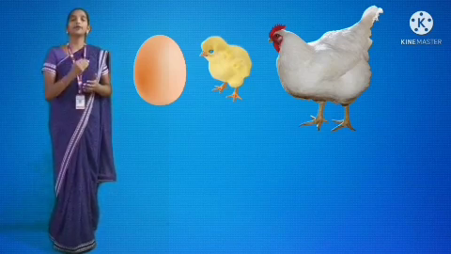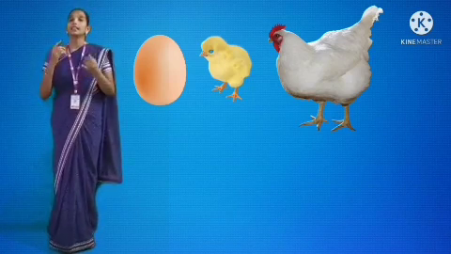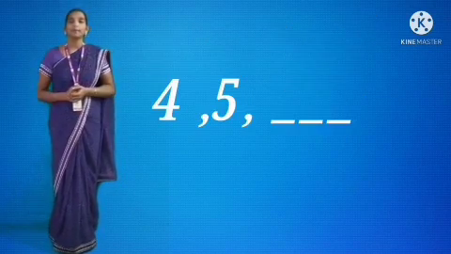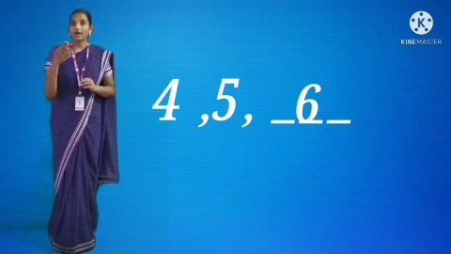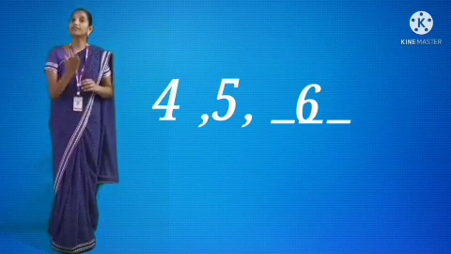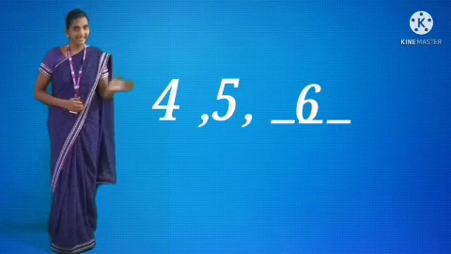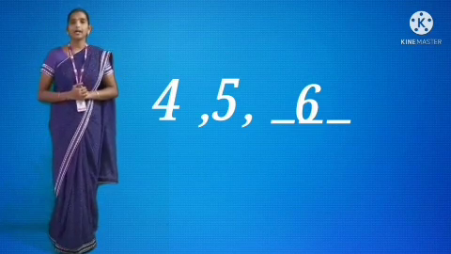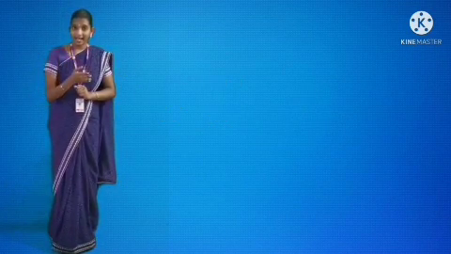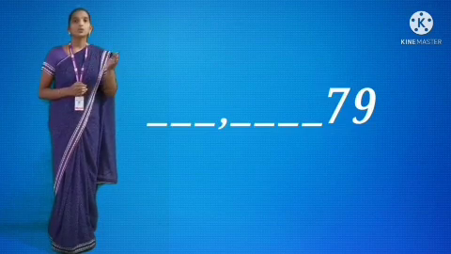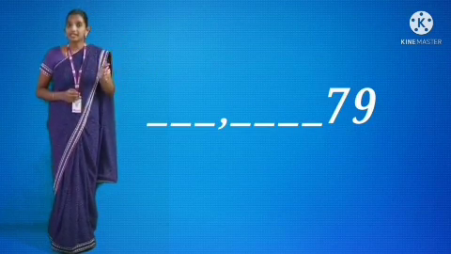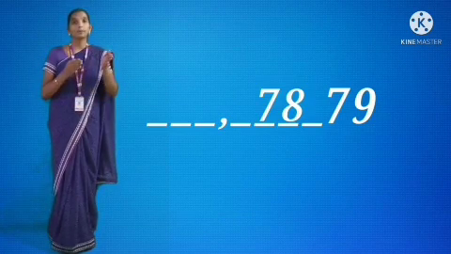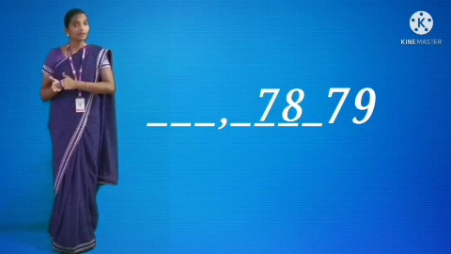Okay, now I am going to ask questions and you are going to tell the after numbers, before numbers and between numbers. First one, 4, 5, dash. After 4 is 5. After 5, it is 6. Very good. The second one, dash, dash, 79. What is the number that comes before 79? It is 78. Very good. So before 78, what number should we write?